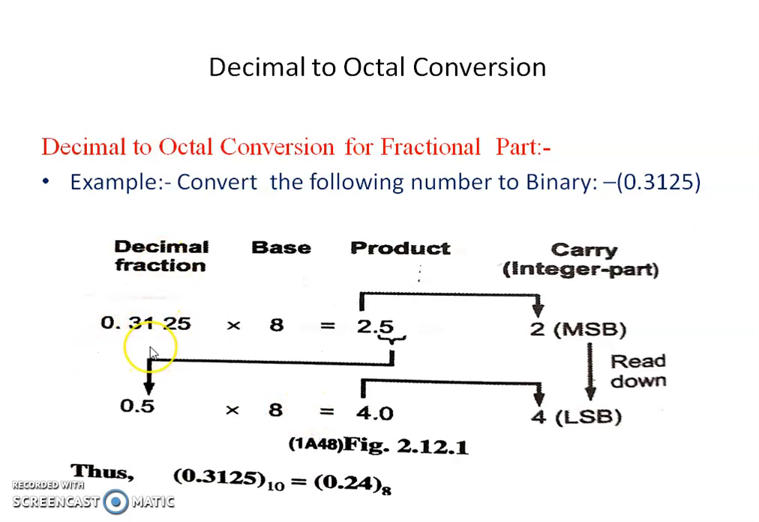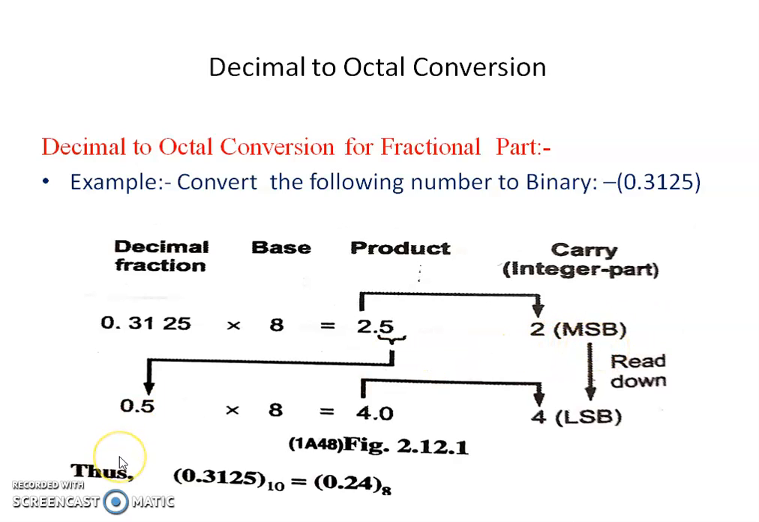Second step is to multiply the fractional decimal number by 8. Here we multiply the fractional number by 8 and write the carry in an integer part. So our carry, here is the final product, and we write the carry in an integer part. The first carry is nothing but your MSB.